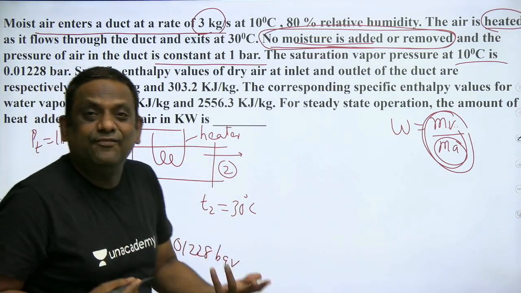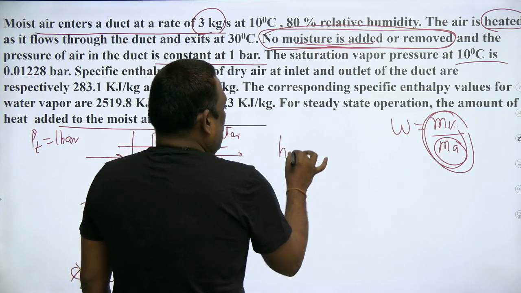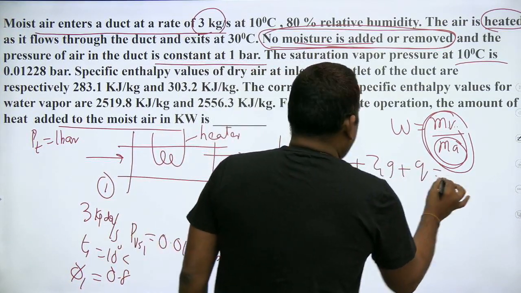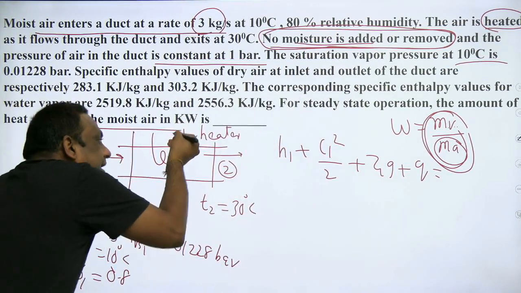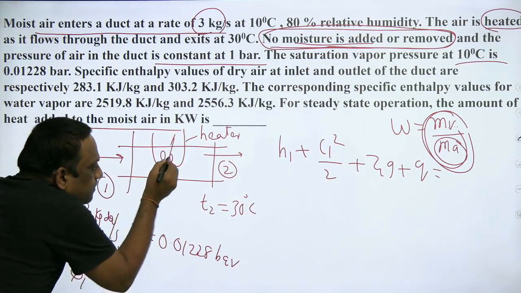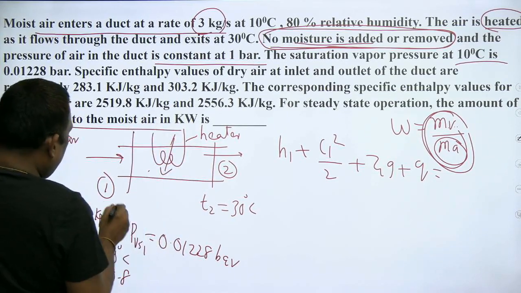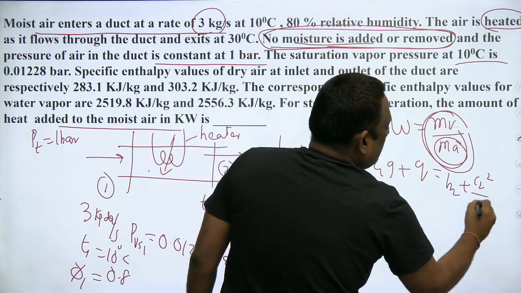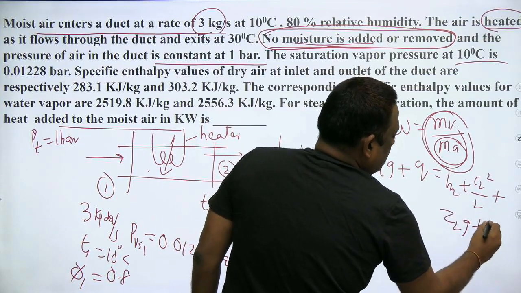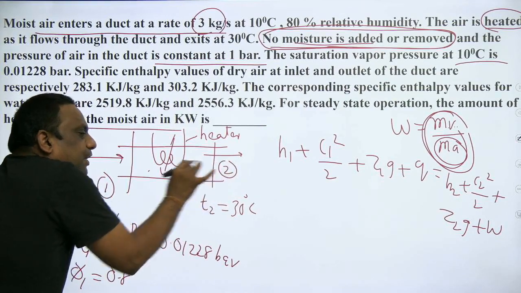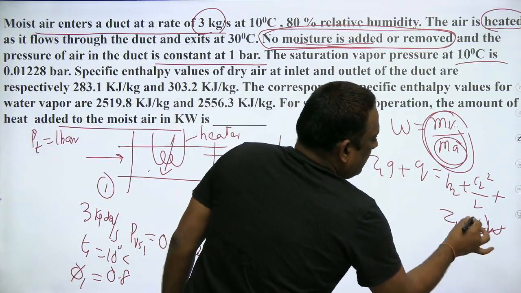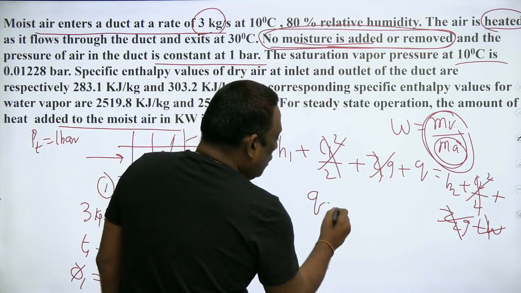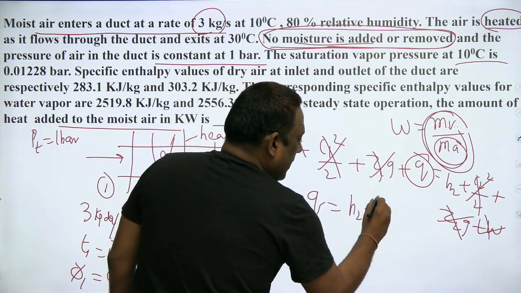Air is entering at 1, air is leaving at 2. Now you apply the steady flow energy equation. So what is that? H1 plus C1 square by 2 plus Z1 g plus Q is equal to H2 plus C2 square by 2 plus Z2 g plus W. Air is flowing steadily and picking up heat, that's why it is heated from 10 degrees centigrade to 30 degrees centigrade. It is just a heating coil, no work transfer. And when nothing is mentioned, kinetic and potential changes are neglected. Therefore, Q, the amount of heat added, is equal to H2 minus H1.